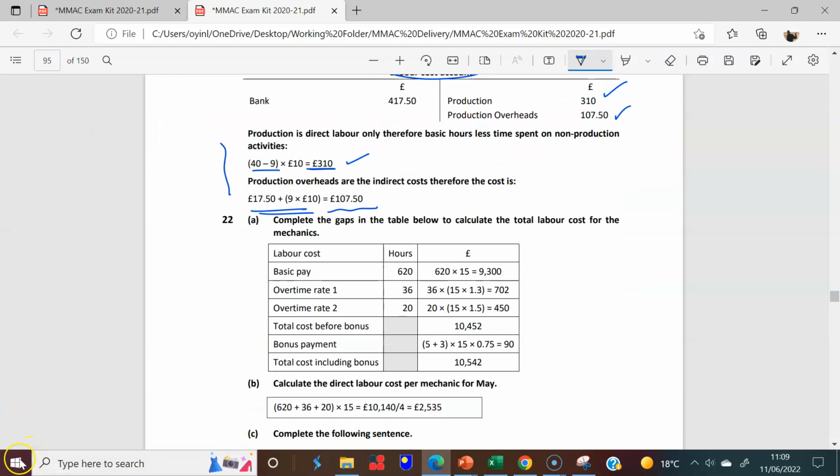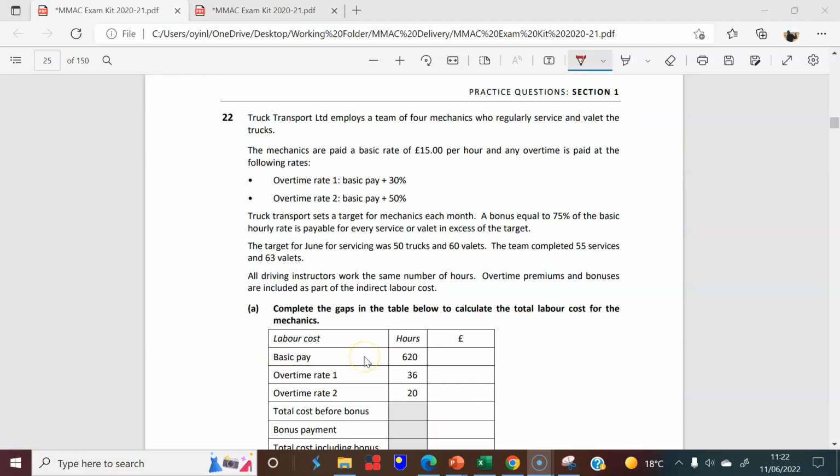Okay. This question 22, a nice question actually, if you just follow it carefully. These mechanics are paid £15 an hour, and any overtime is paid at 2 different rates, and they give you the hours, which is quite nice and convenient. What you're also told is, in addition to all of this, there is the issue of a bonus, where they are given certain targets, and the targets are 50 trucks and 60 valets, and if they complete certain services above those figures, then they'll get a bonus based on that difference.